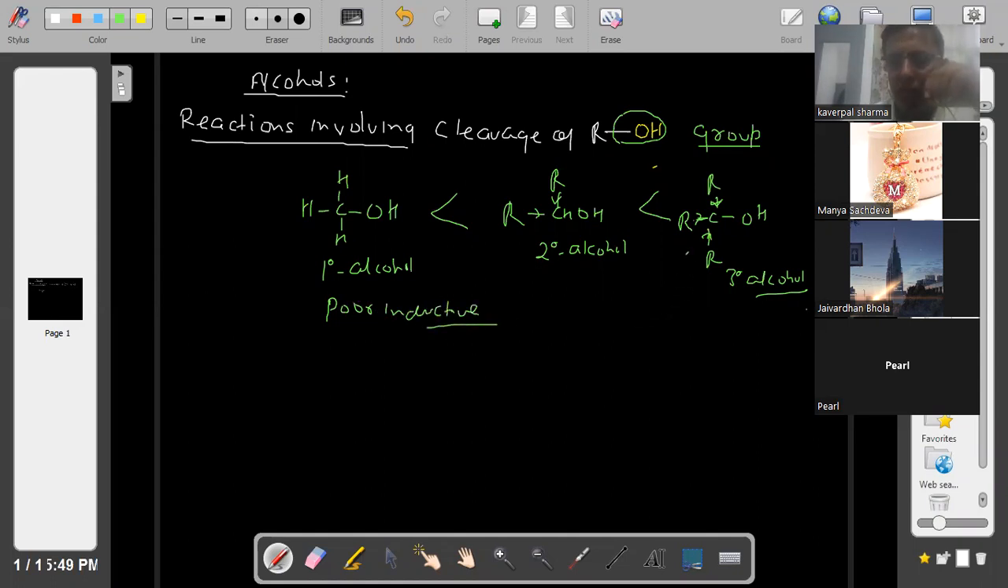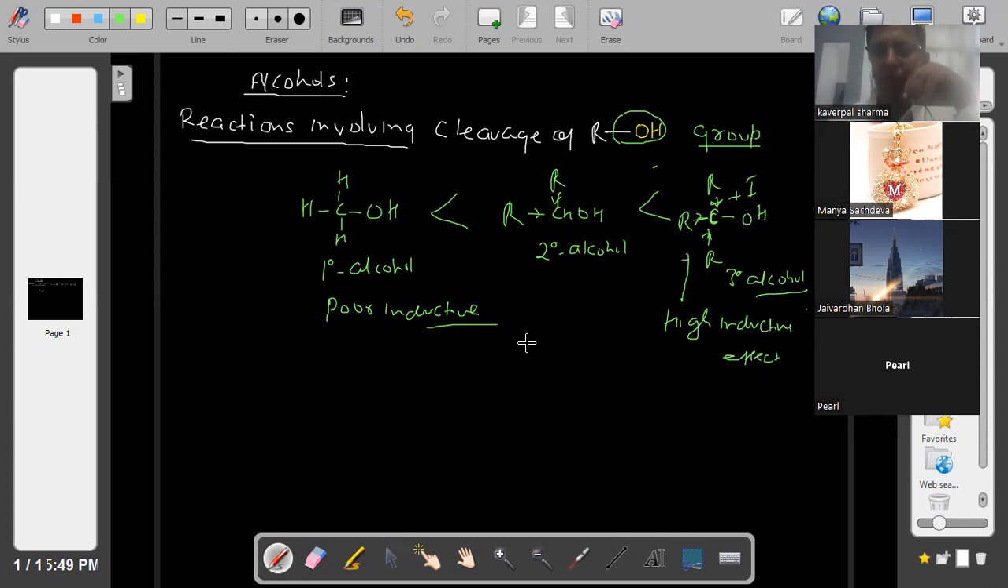Here there is a very high inductive effect. When the alkyl groups provide electrons to the carbon, the electron density increases at this carbon atom. If electron density increases, then it is quite easy to get a free OH ion. That means plus I increases, and due to plus I, it is easy to remove.